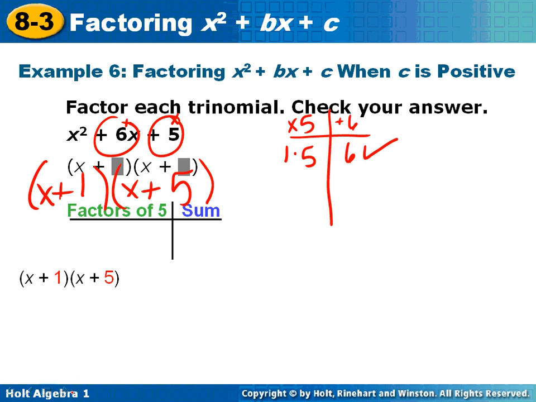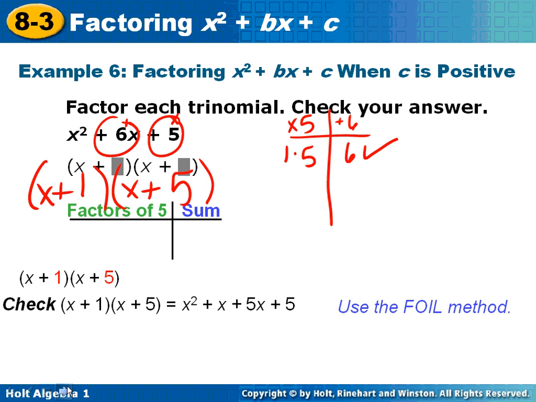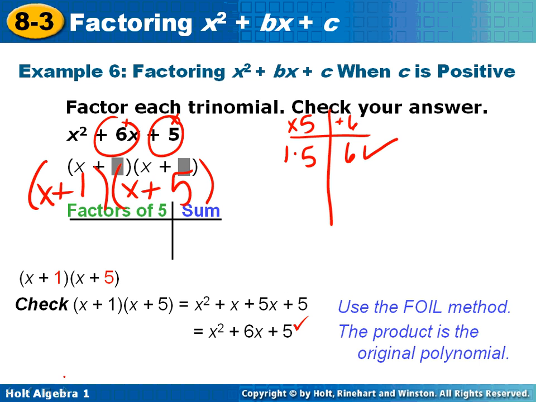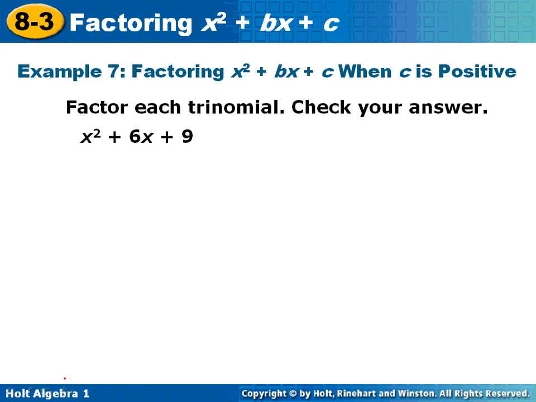Okay, we already did that. And then if you see down here, I went ahead and used the FOIL method to work it out, to check, to make sure that I got x squared plus 6x plus 5. Right. Number 7. Why don't you pause this for a moment and check it out and see if you can get the right answer.